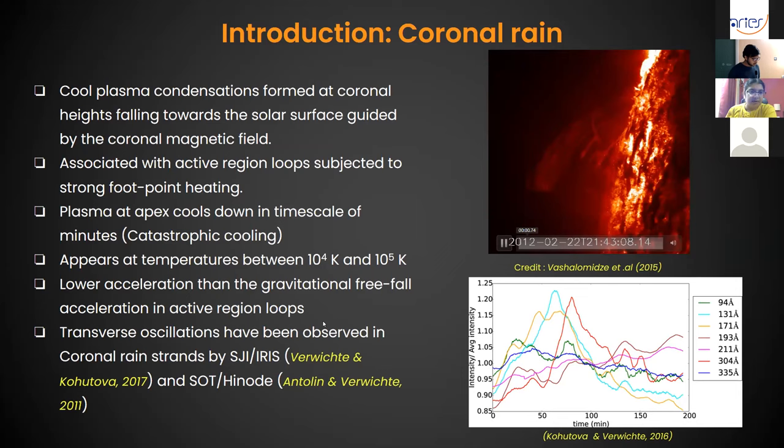So these coronal rains generally appear at temperatures between 10 to the power 4 to 10 to the power 5 Kelvin. And they have a lower acceleration than gravitational free fall.